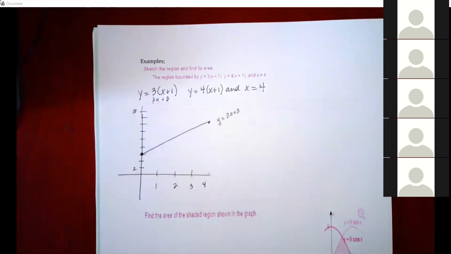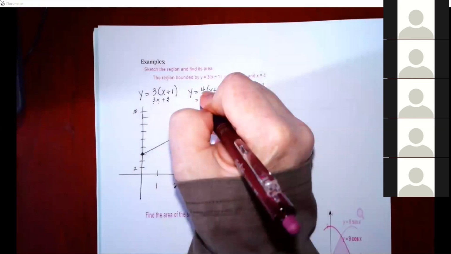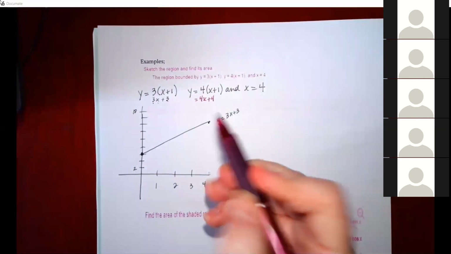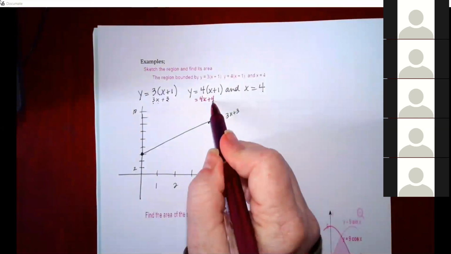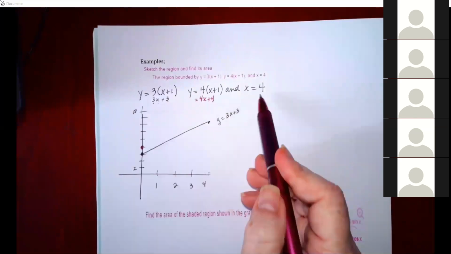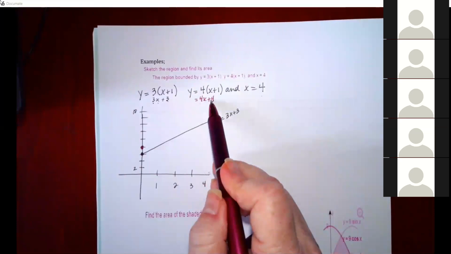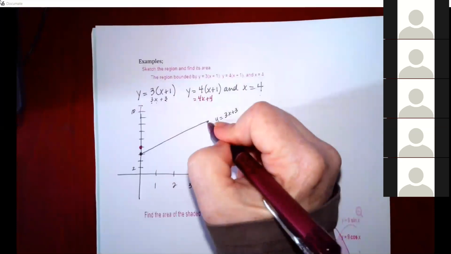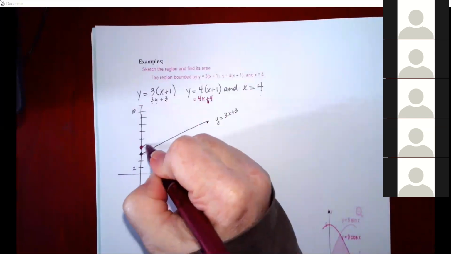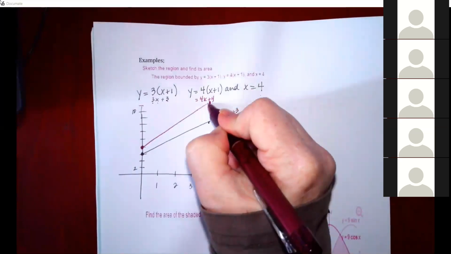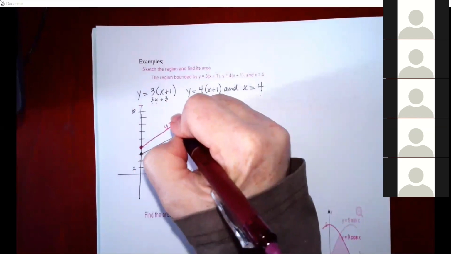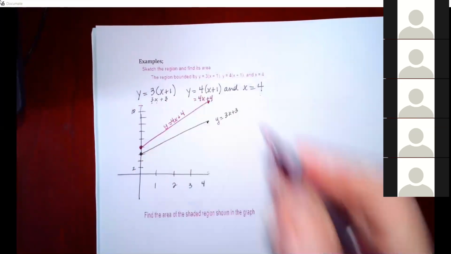Now I'm going to graph y equals 4x plus 4. Slope is 4, y-intercept is 4. So I'm going to start here. When x is equal to 4, that's going to be 16 plus 4 is 20. So at x equals 4, that's going to be up here at 20. So that's a little bit steeper graph. Okay, and that's y equals 4x plus 4.